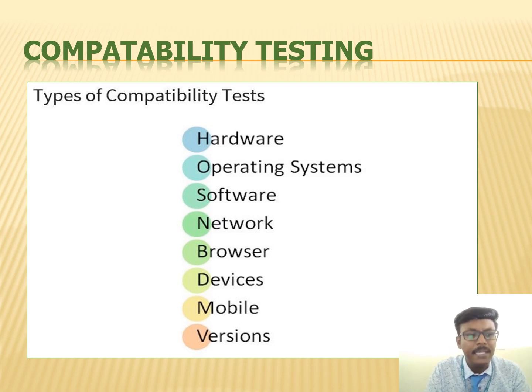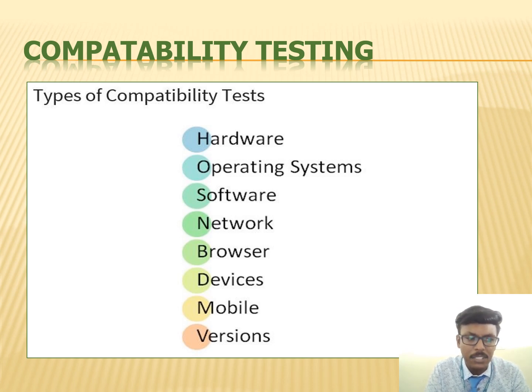Browser compatibility: we check the compatibility of the website with different browsers, whether it will work properly in Firefox, Chrome, Internet Explorer. Then devices: it checks compatibility of your software with different devices like USB port devices, printers, scanners, other media devices, and Bluetooth. Then mobile: checking whether your software is compatible with mobile devices or not, like Android and iOS. That is mobile compatibility testing.